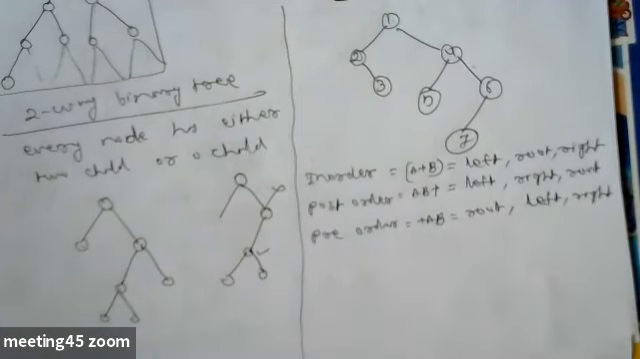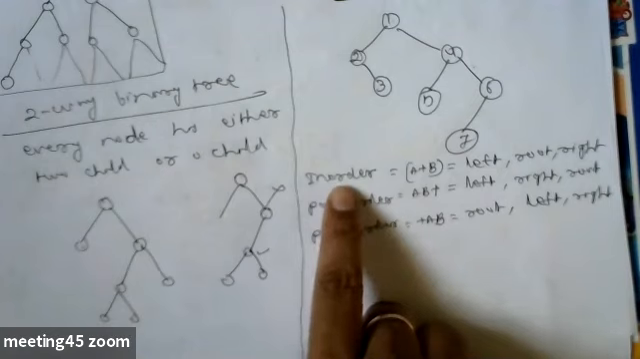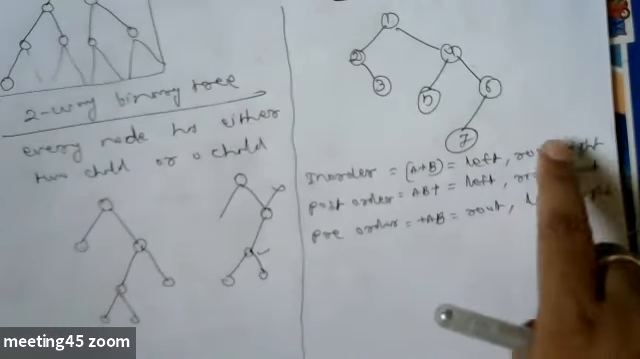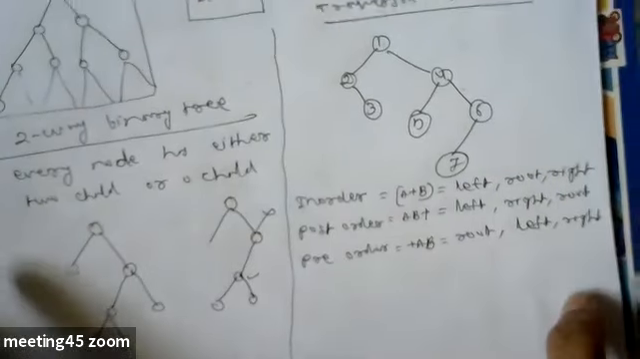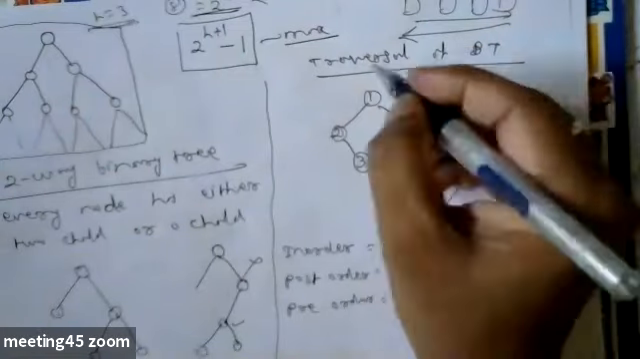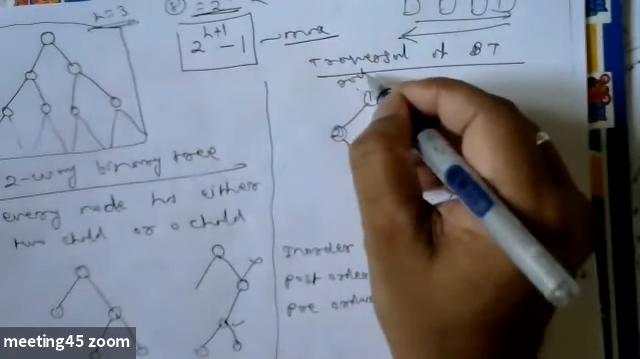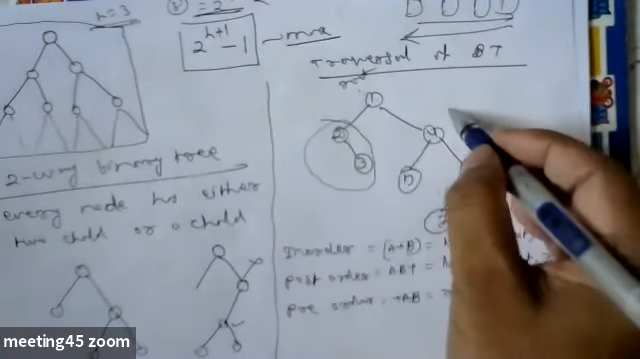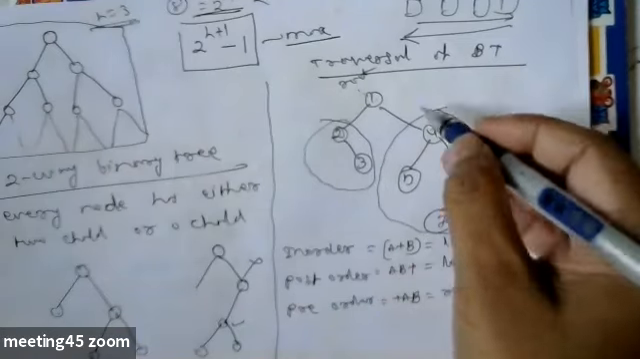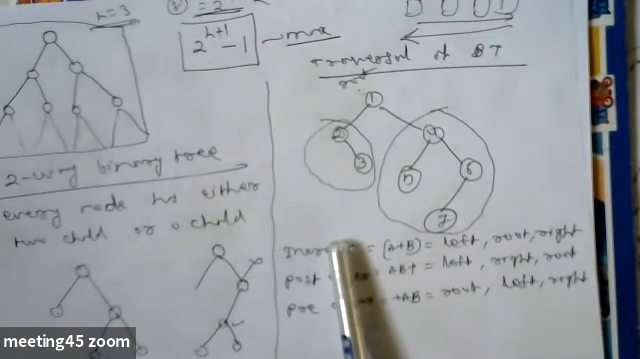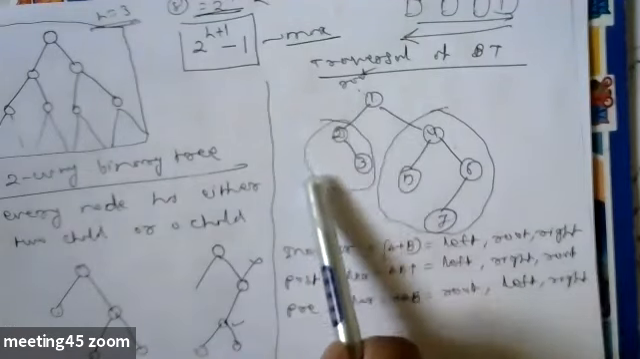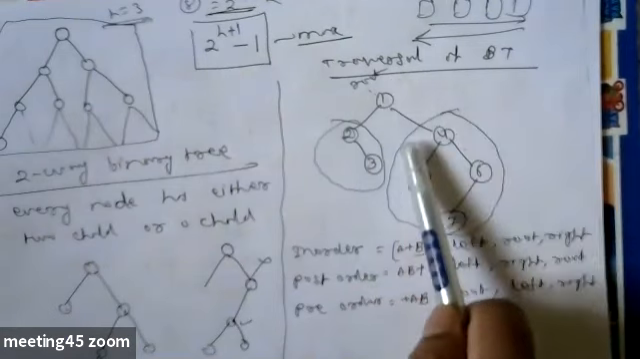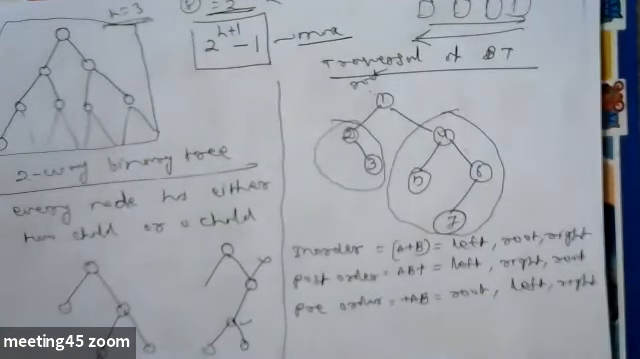So he is simply saying that in case of in-order traversal, you first traverse left, then you traverse the root, then you traverse right. What does it mean? It means that if this is my tree, this is called the root. The left subtree is this one. The right subtree is this one. He is saying that in case of in-order traversal, first you traverse the whole left subtree, then you traverse the root, then you traverse the whole right subtree.